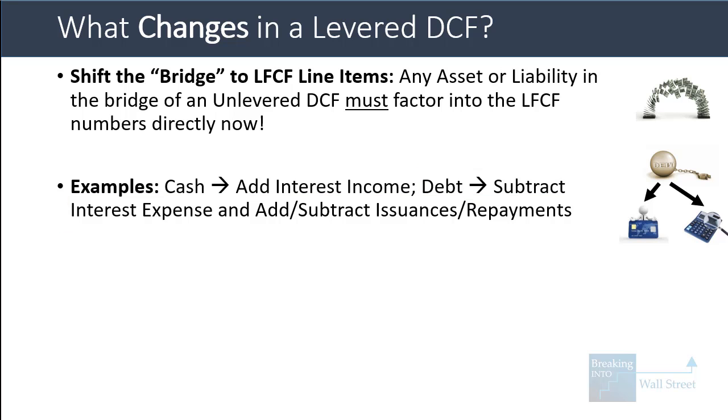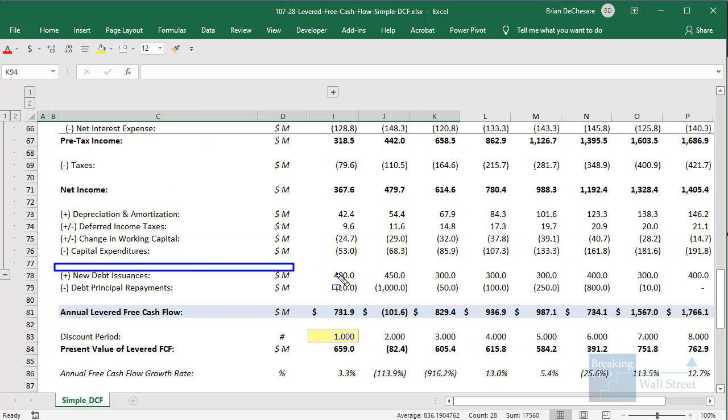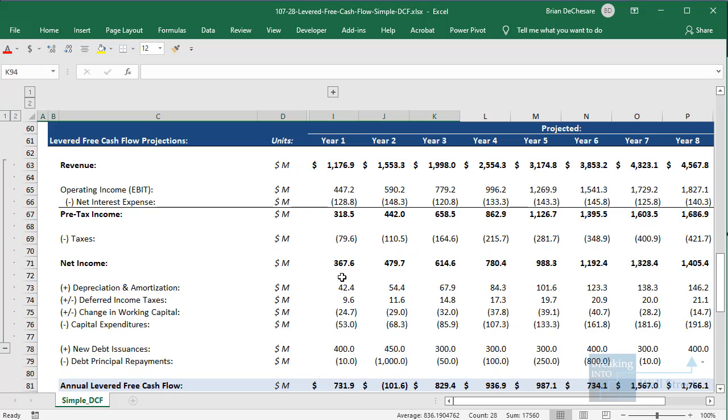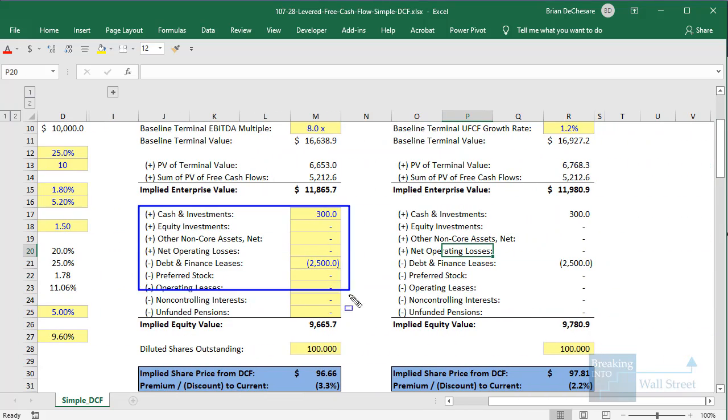And you can see that we are doing that here. We are adding the issuances, subtracting the repayments, and we're subtracting the interest expense. We're assuming that the company earns no interest income here, so the interest income on cash is effectively zero. But since we no longer have this bridge, we need to reflect the effects of all these items directly within levered free cash flow instead.